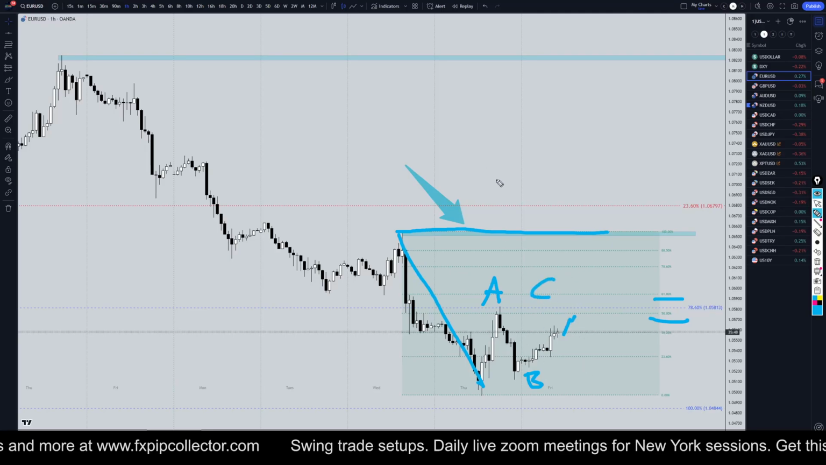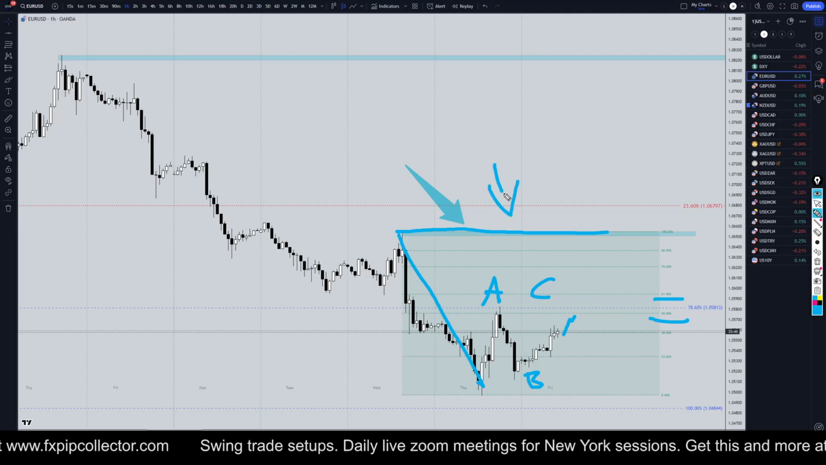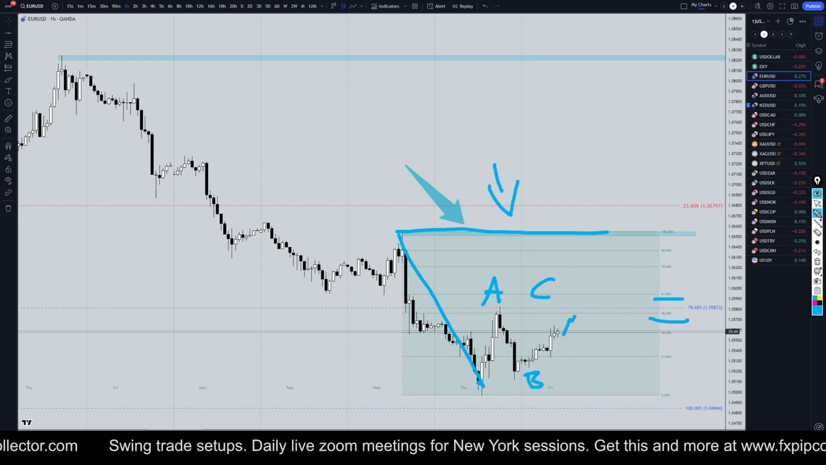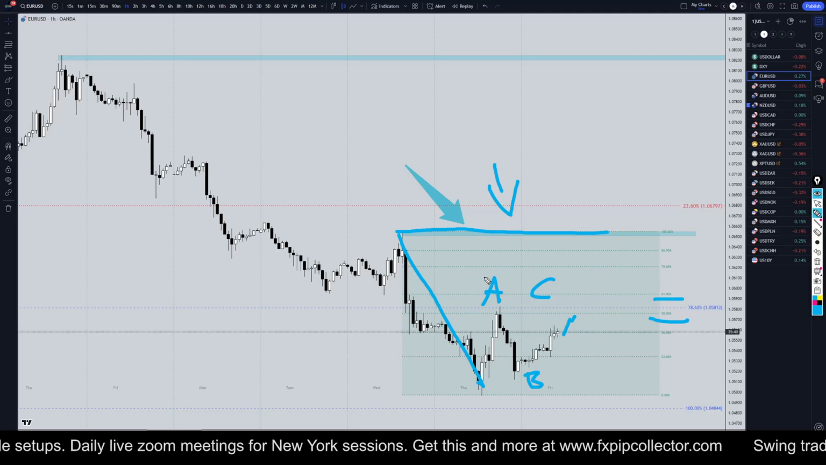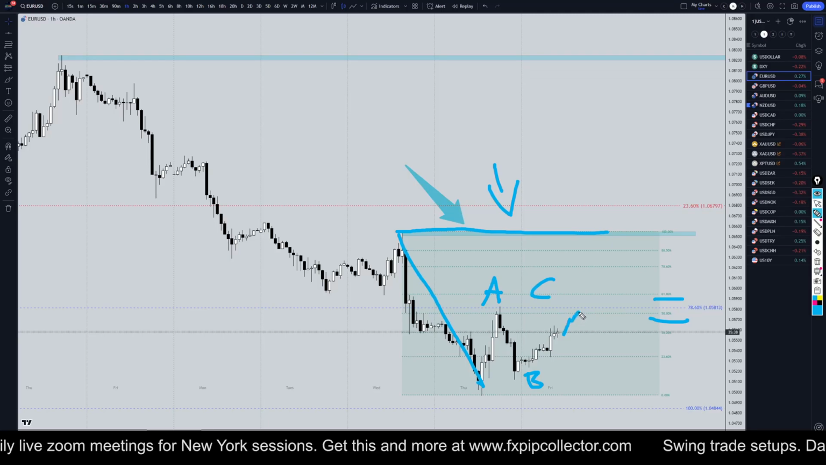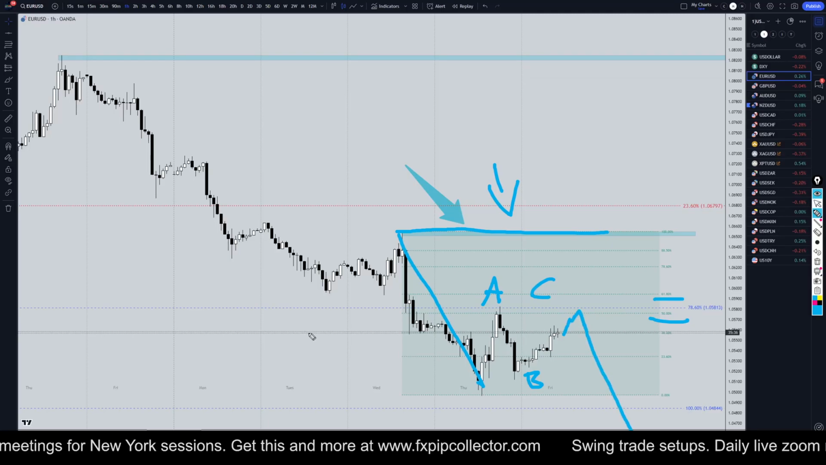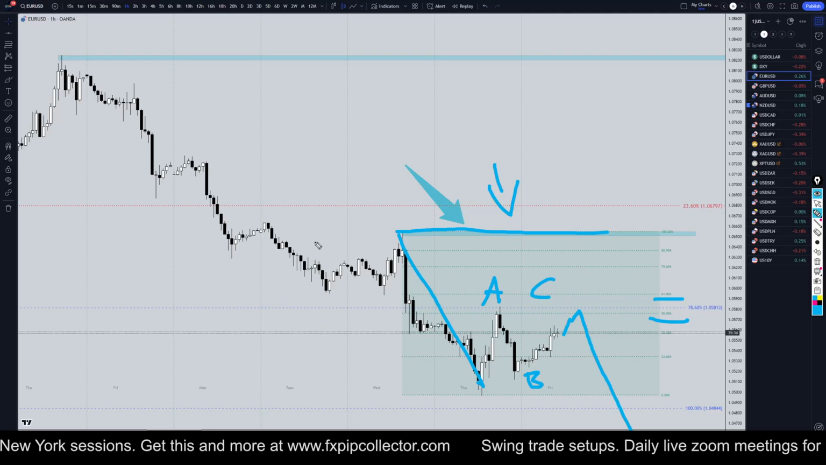for a wave C. Now, if it does decide to go up and break this high right here, I definitely will turn back into a buyer. But as long as it does not break that high, I would be looking at this move right here as likely just a correction. I'd be looking for three waves up. I'd be looking for a Fibonacci bounce to go short again for the continuation of the downtrend.